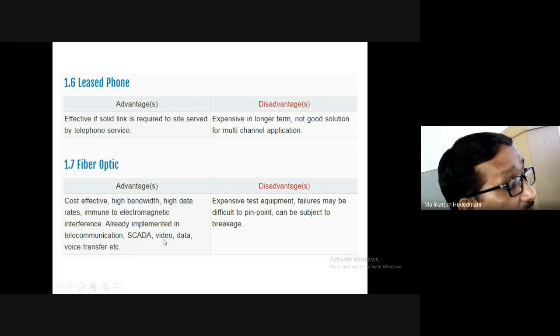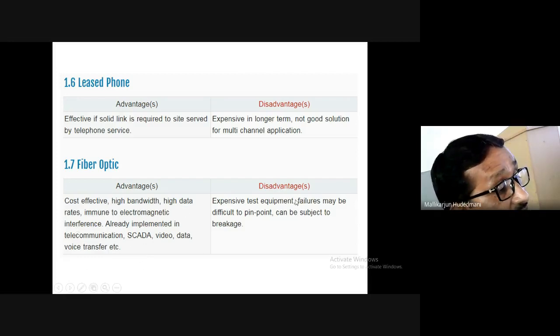SCADA, video communication transmission, data exchange, voice trust, etc. This has proved best in the current trend for high bandwidth and high data transfer rate in this area. That is what telecommunication, communication among the automation, video transmission, data, that you will see now. Nowadays, the 4G, what we are finding, this could be a best backbone for our required data rate.